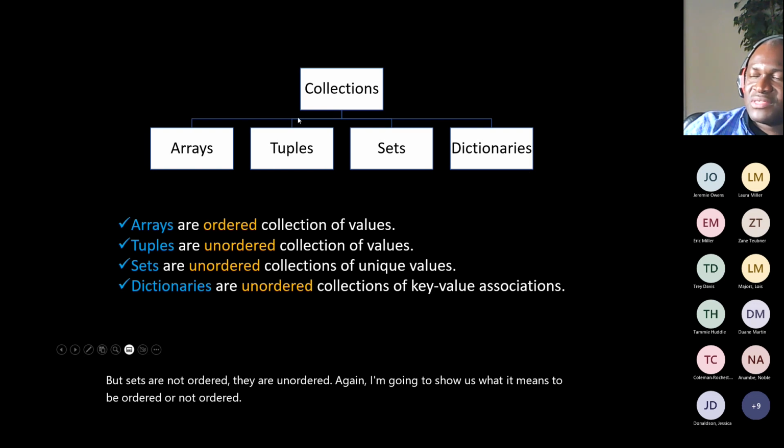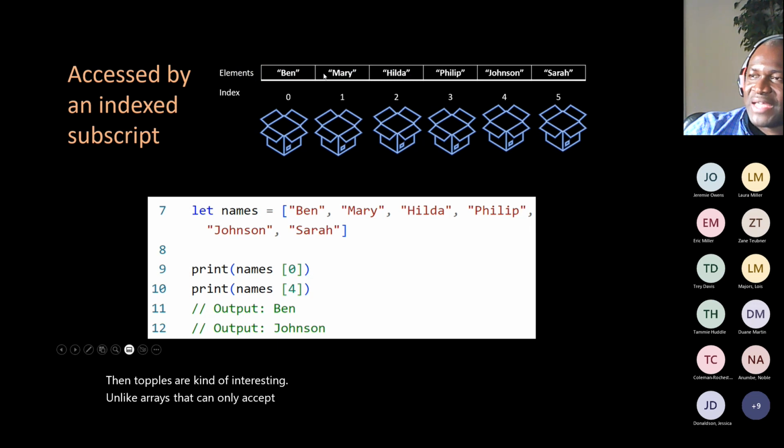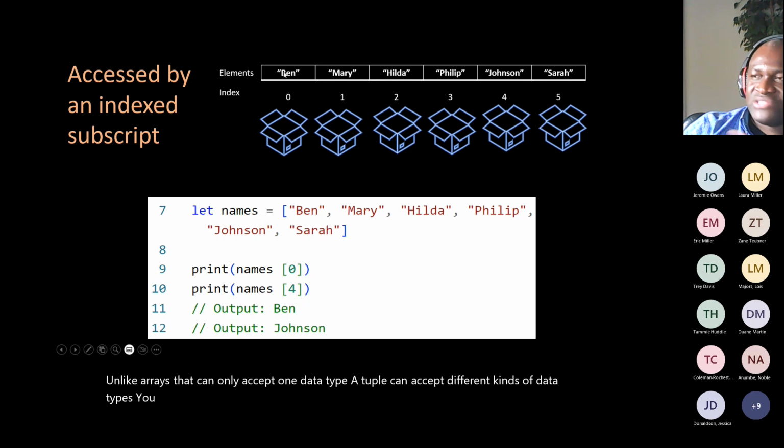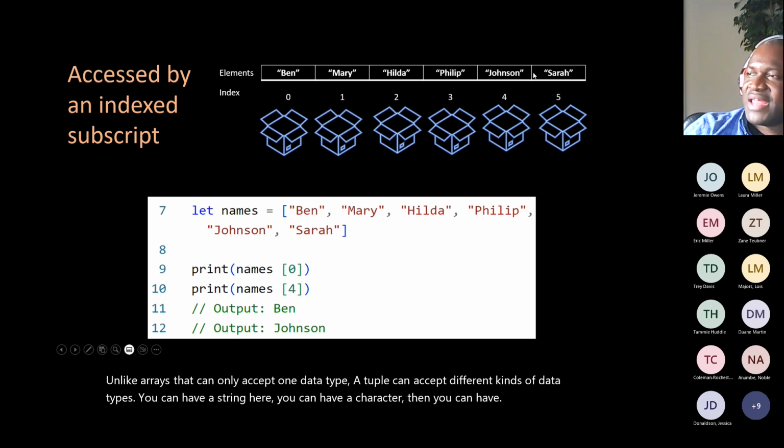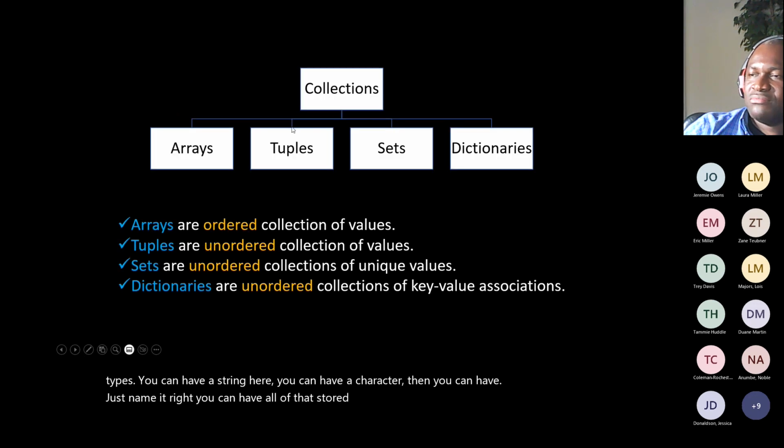Then, tuples are kind of interesting. Unlike arrays that can only accept one data type, a tuple can accept different kinds of data types. You can have a string here, you can have a character, then you can have, just name it, right? You can have all of that stored within a tuple.